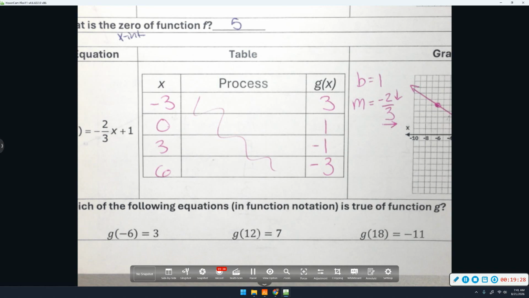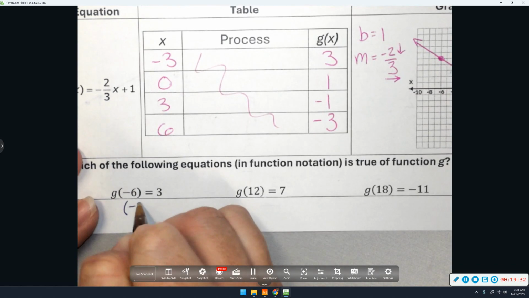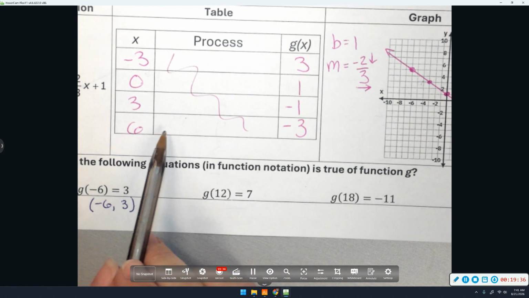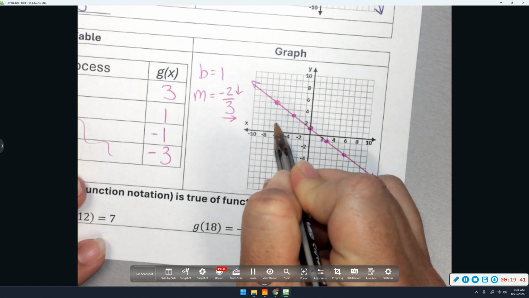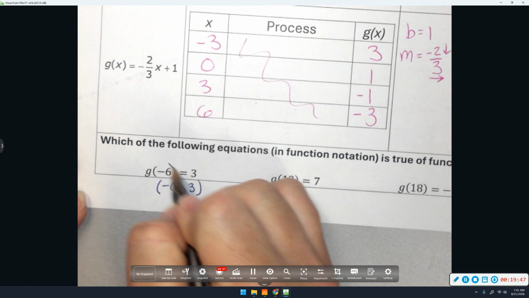Okay, then it says which of these is true. Well, remember, these are just a fancy way of writing a point. So negative 6, comma 3. Well, I only put a positive 6, comma 3. So let's do negative 6. Did that go up only 3? Is that point on my line? So is this true? No.